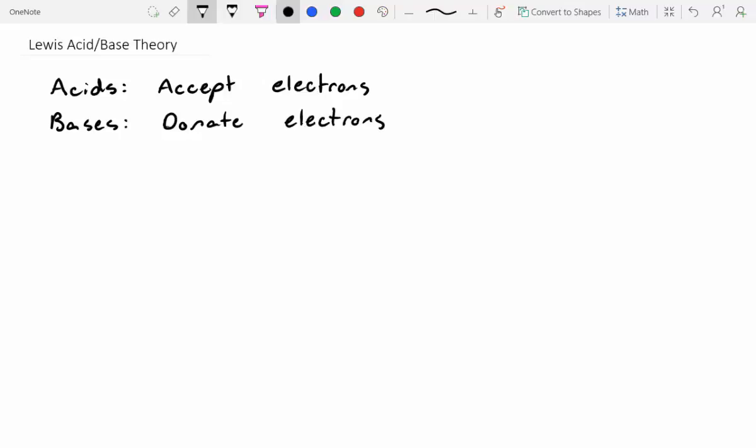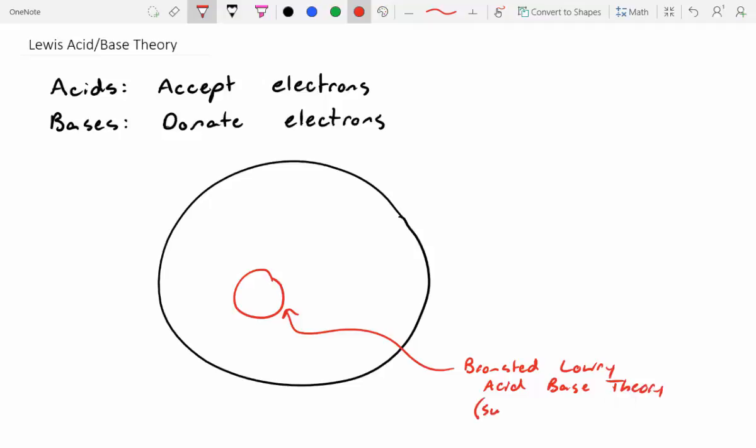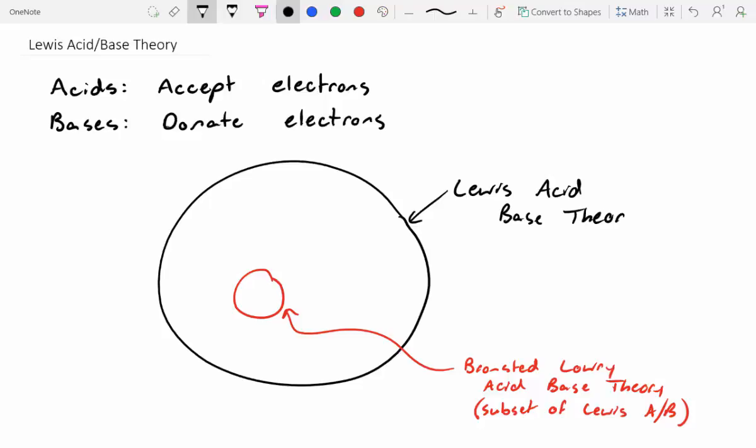The way I like to think about this is all of acid-base chemistry in this circle. Bronsted-Lowry acid-base theory makes up a small portion of all of the acid-base chemistry. So Lewis acid-base theory is actually more descriptive than Bronsted-Lowry. This is something that confuses a lot of people. It's a subset of Lewis acid-base chemistry.